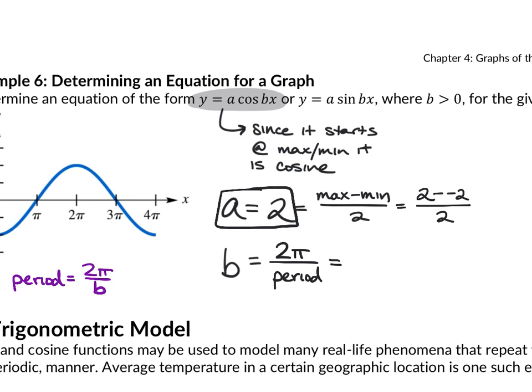How long does this function take to go from minimum to minimum? 4 pi. So this is going to be 2 pi divided by 4 pi, which when I reduce that fraction is what? 1/2. Again, if you're like, whoa, where'd this 4 pi come from? Great question. Can y'all read that? Let me try that again.